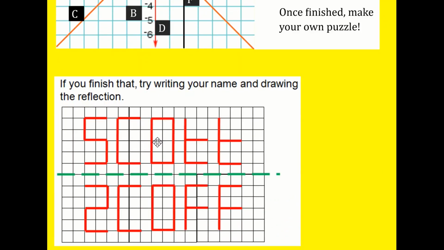One final task you could do is take your name, or maybe try and actually draw an object that's not mathematical. I don't know, just sketch something and see if you can reflect that in a mirror line and do your best to make it as accurate as possible. That could look really good.